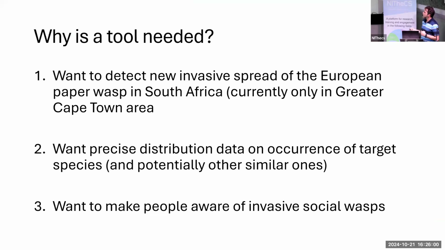And currently it's only in the Greater Cape Town area, and as I say, that one jump dispersal in Oudtshoorn, but the rest of South Africa, there are no records for this species. So if we have precise distribution data, or better yet, if we get a ping outside the known distribution, that should initiate some response, or at least that one can react to that. And then very importantly, we want to make people more aware of invasive social wasps.